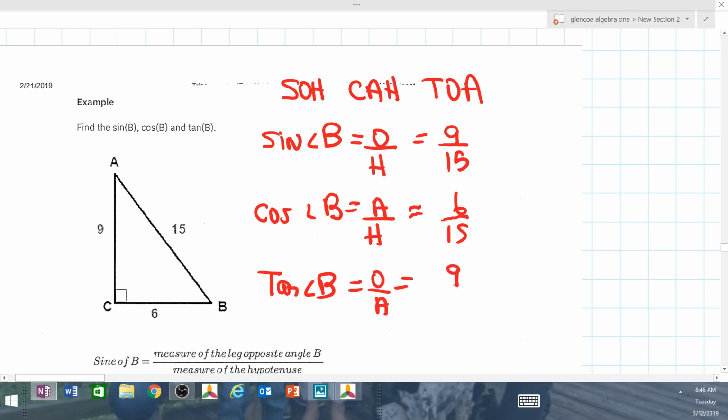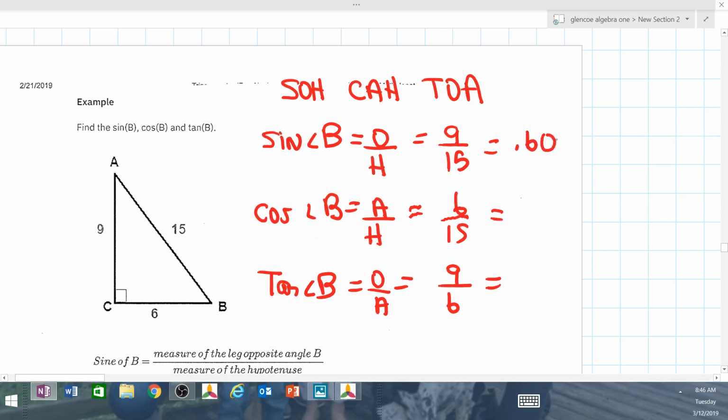Which you guys said was 9 over 15, right? Okay, so now we're going to convert that on our calculator. Is everybody with me? Usually trig ratios are taken to 4 digits. So everybody, 9 divided by 15, and you should get 0.6.